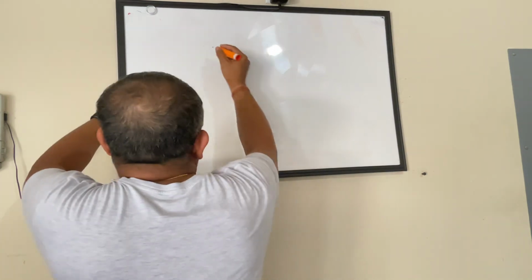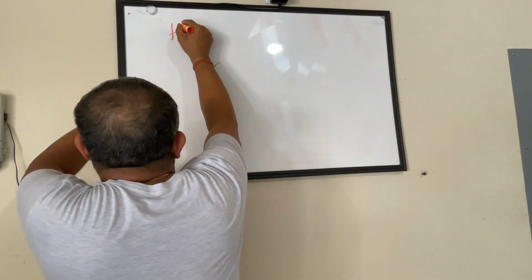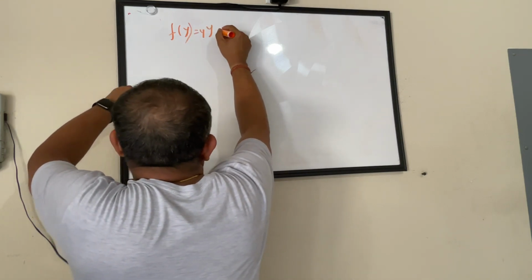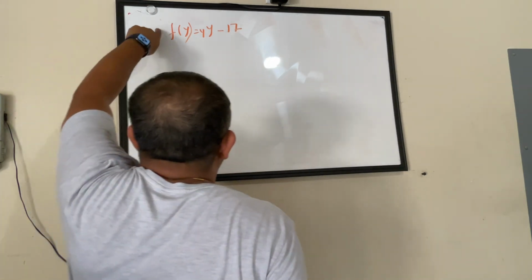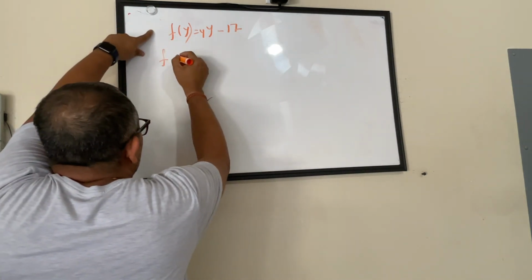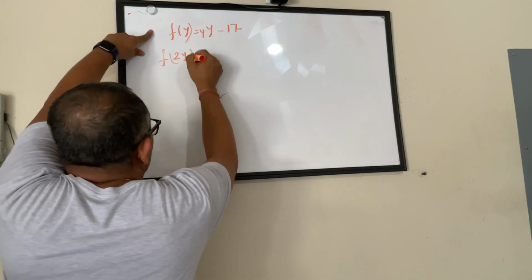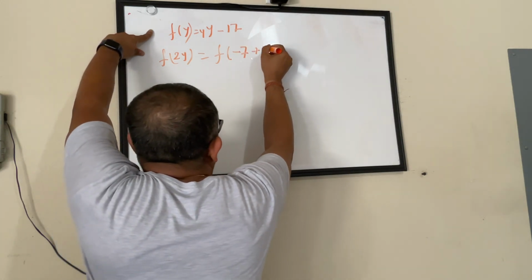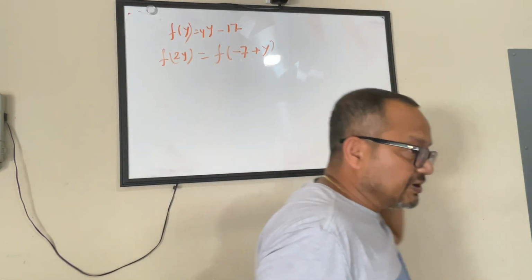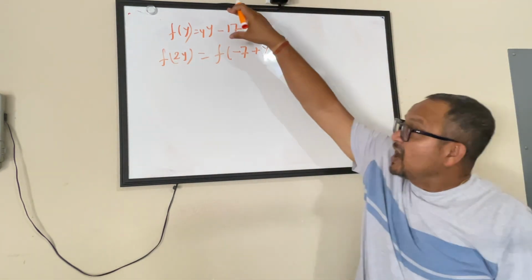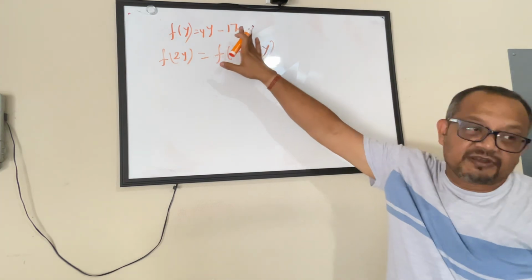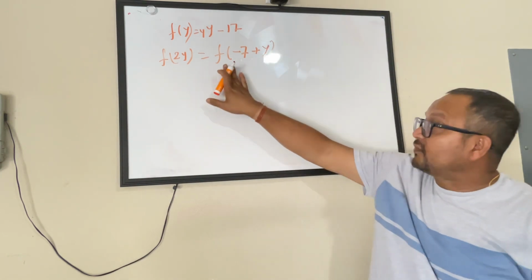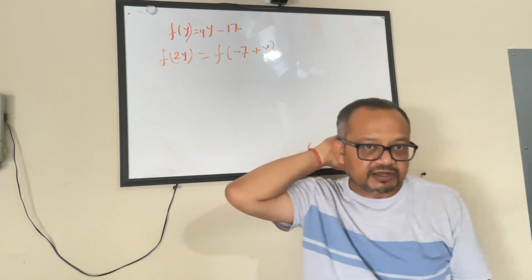Okay, so there are two sums. One equation says function of y equals 4y minus 17. For what value of y will function of 2y be equal to function of minus 7 plus y? This is one equation. It says function of y equals 4y minus 17. Find out the value of y for which function of 2y will be equal to function of minus 7 plus y. This is one equation.